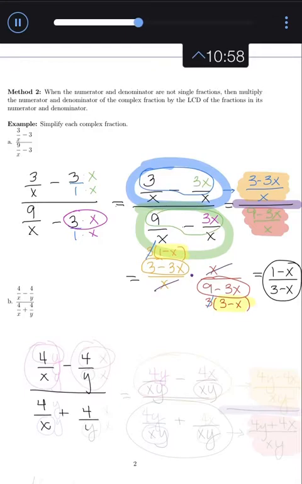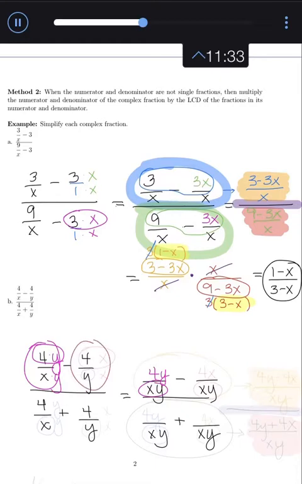In this case, we have denominators of x and y. So the common denominator I'm going to need is an xy on the top and an xy on the bottom. Well, let's go with the top first. On the top, we've got the 4 over x. We need an xy, so we're going to multiply the bottom and the top by a y. That will give us a 4y on top of the first fraction.